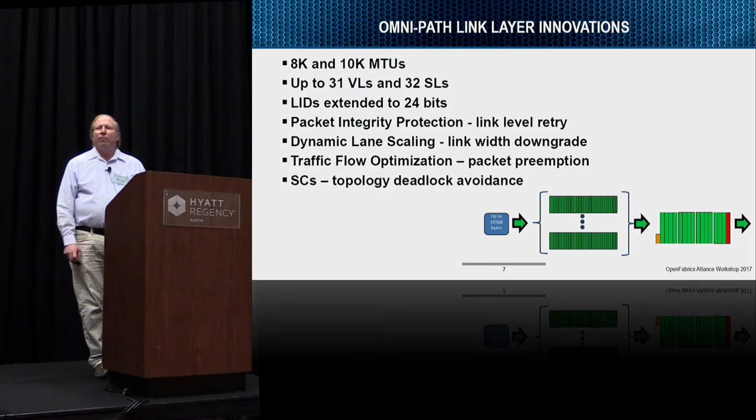We've expanded a number of the resources, so we've doubled the number of service levels, and the architecture supports up to 31 virtual lanes. We've extended the address space, so the current shipping hardware supports 24-bit addresses, and we've got work in progress that I'll talk a little bit about to introduce the software model that is future-proofing us by giving us up to 32 bits of addressing.